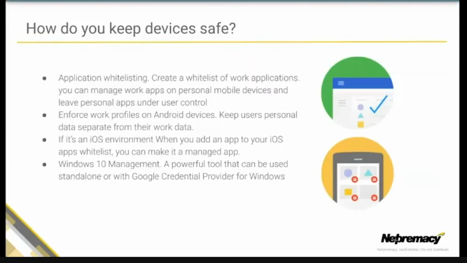Next slide, please. So some things that you can do. This is by no means an exhaustive list of everything that you can do. I don't think we really have enough time to go into everything, and I would be waffling for a long time to do it. But a few of the steps that you can do are things such as application whitelisting. Create this whitelist of work-specific applications that allows you then to manage what apps are on personal mobile devices, and then they can have their own personal apps under their control, or prevent them from having things such as Pokemon Go on a work device.